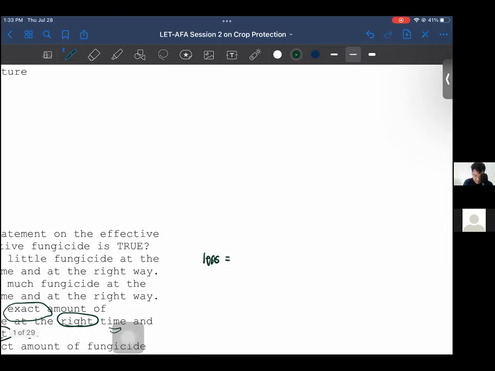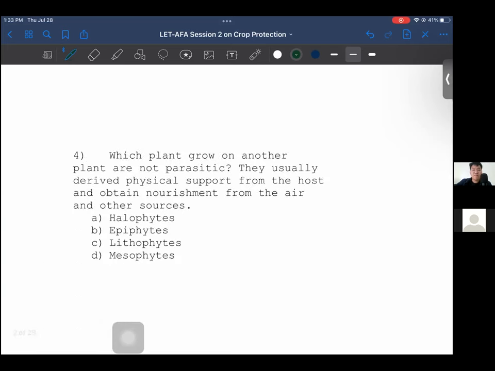Next. Okay. Let's do number four. Which plant grows on another plant and are not parasitic? They usually derive physical support from the host and obtain nourishment from the air and other sources. A, halophytes. B, epiphytes. C, lithophytes. Or letter D, mesophytes. Yes, the answer here is letter B, which is epiphytes.